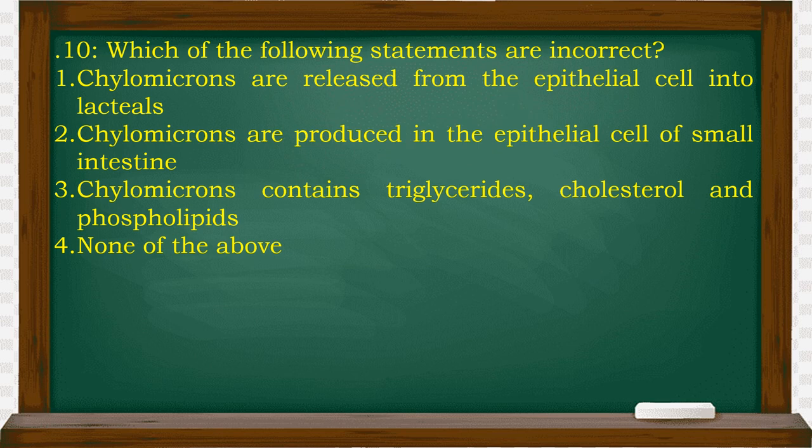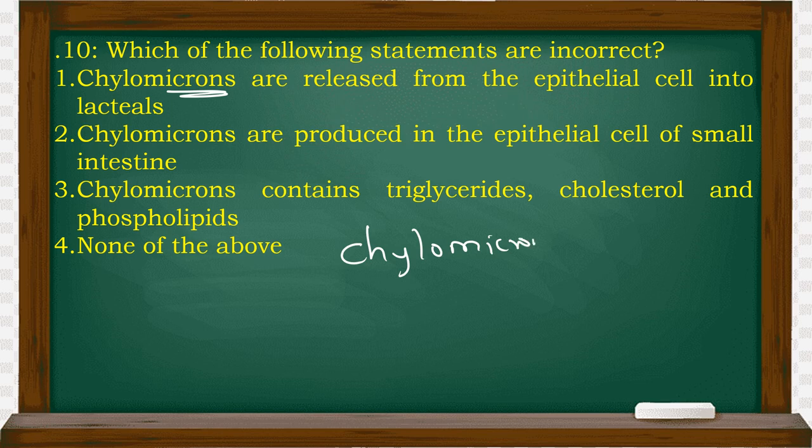Question number 10, which says which of the following statements are incorrect. Option number 1, chylomicrons are released from epithelial cells into the lacteals. Second option, chylomicrons are produced in the epithelial cells of the small intestine. Third option, chylomicrons contain triglycerides, cholesterol and phospholipids. To solve this question, one has to know what exactly a chylomicron is.